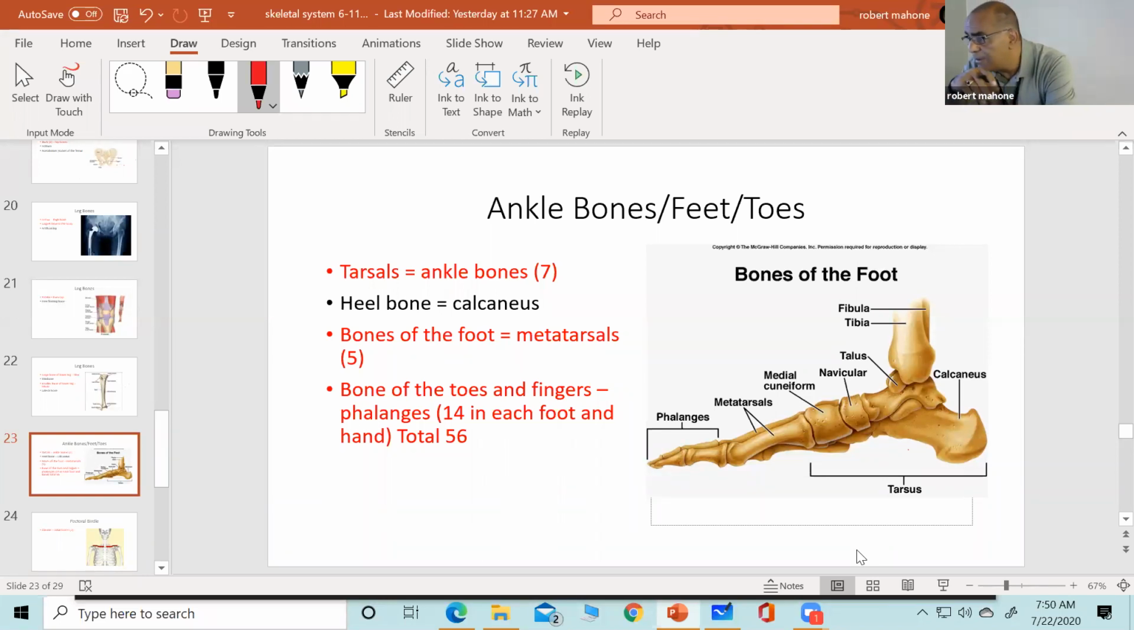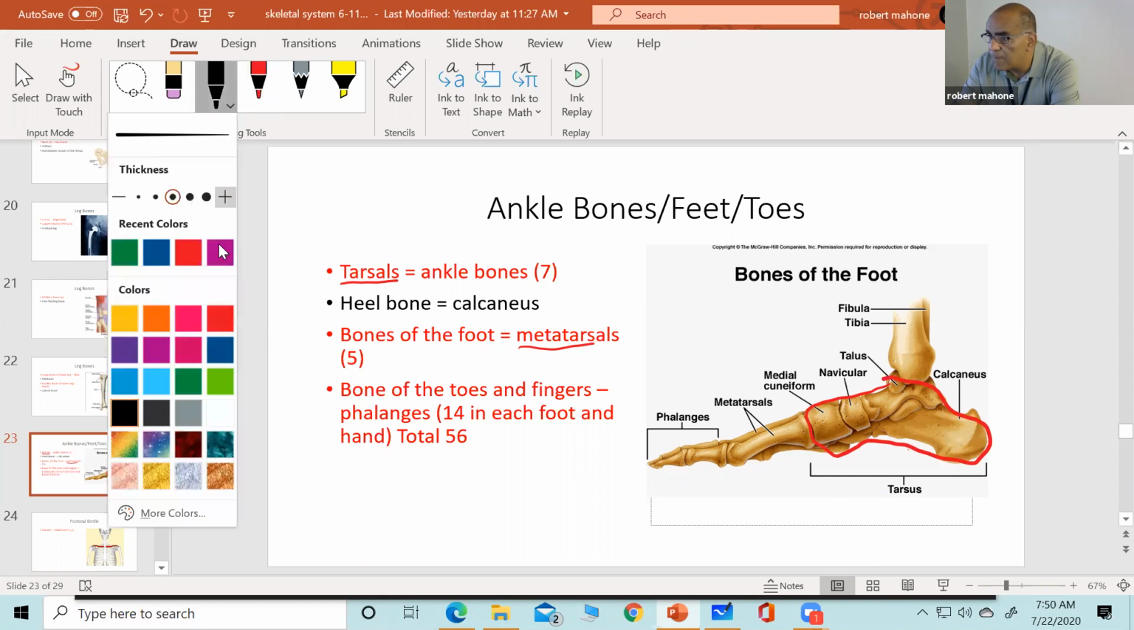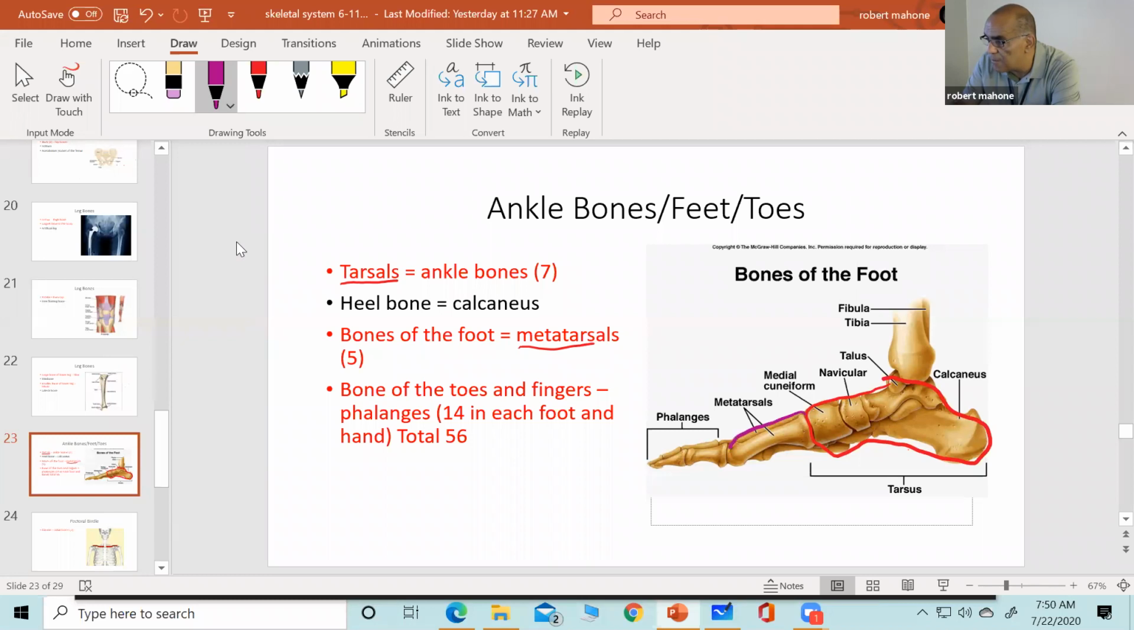But anyway, that is your calcaneus, the biggest of our heel bones, or ankle bones, known as the tarsals. The bones of the foot are metatarsals. So these are your ankle bones, all of that together, all 7 of them. The next section are your metatarsals, the bones of the foot. And there are 5 of those, 1 going out to each toe.